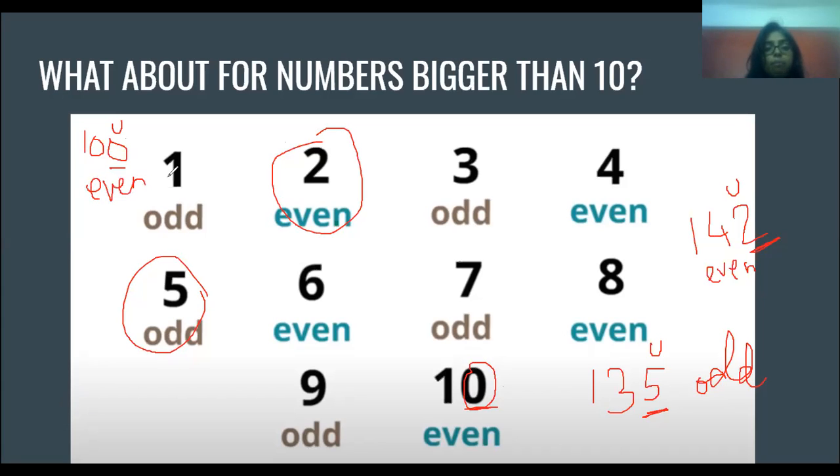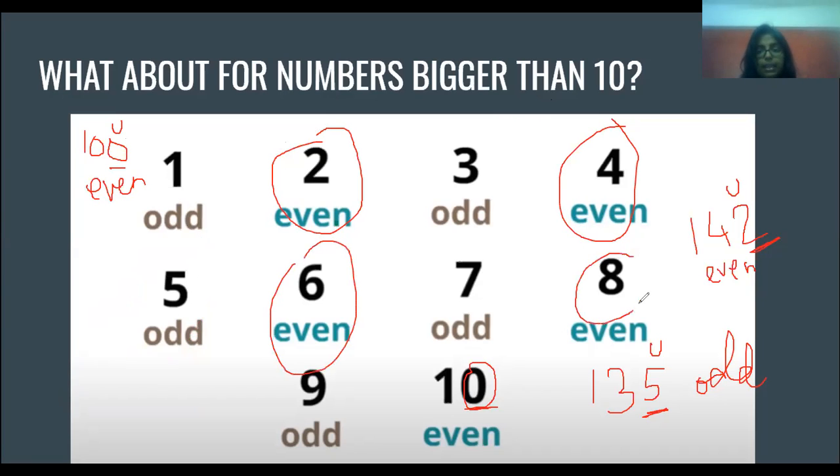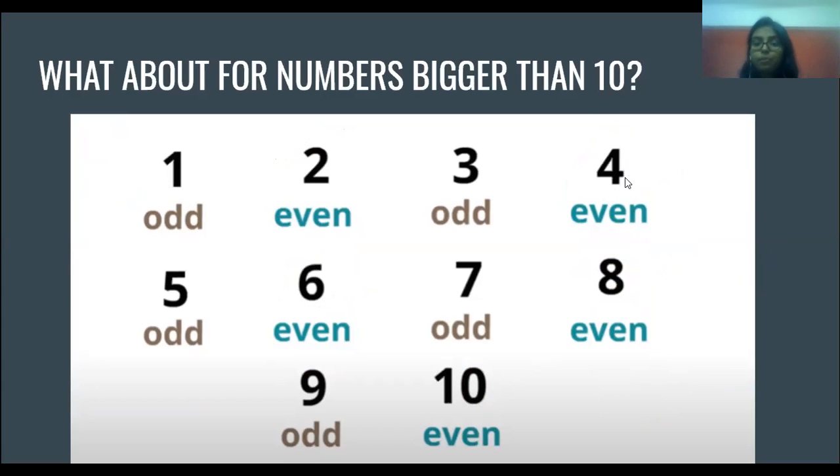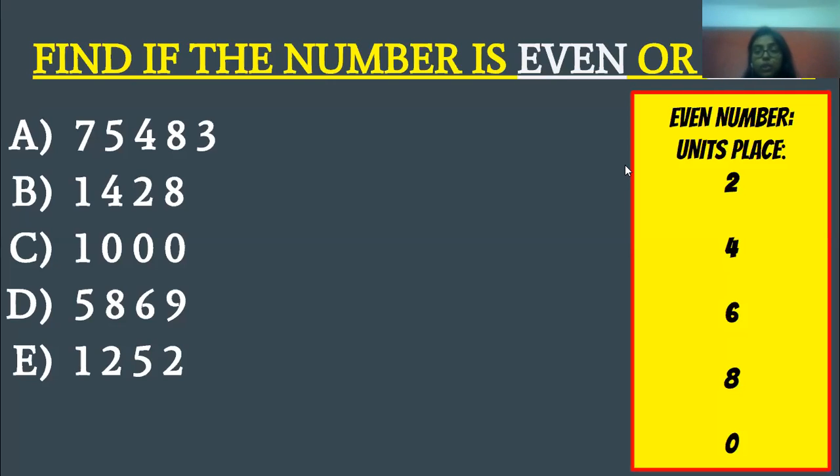So we know every number which has 2, 4, 6, 8, and 0 in its units place is an even number. I repeat, every number which has 2, 4, 6, 8, and 0 in its units place is an even number. Let's solve these questions. So let's try solving these questions.